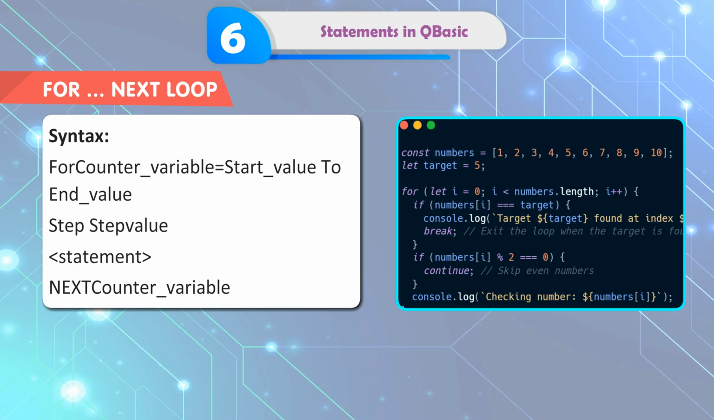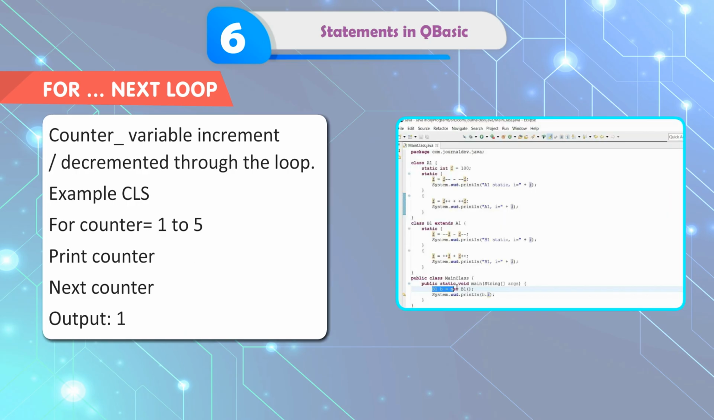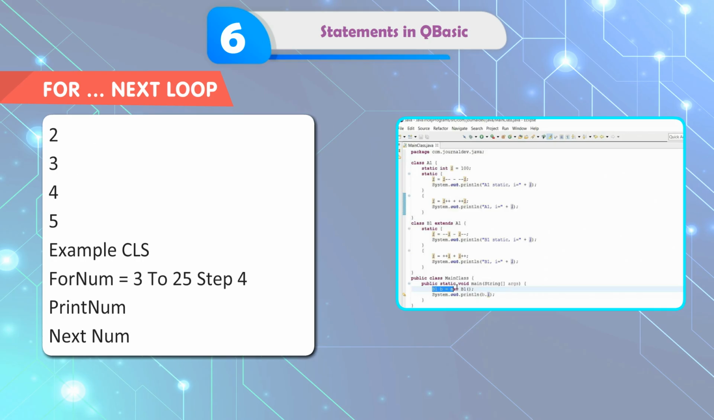Statement, Next counter variable. Here, For is the start of the loop. Start value is the initial value of the counter variable. End value is the end value of the counter variable. Step value is the value that defines the number by which the counter variable is incremented through the loop. Example: CLS, FOR counter = 1 TO 5, PRINT counter, NEXT counter. Output: 1, 2, 3, 4, 5.